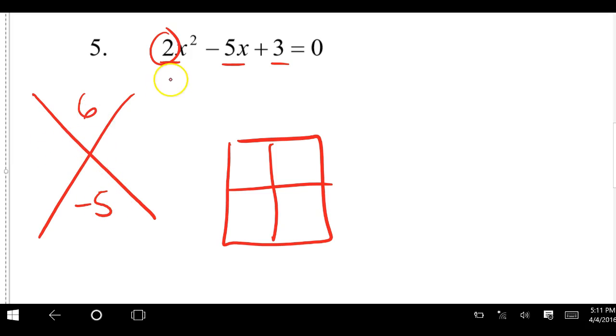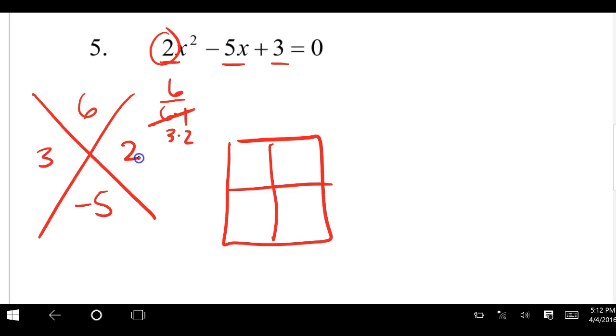Okay, well the numbers that multiply to 6 are 6 and 1, and 3 and 2. So can I make 5 with 6 and 1? Yeah, I could. To get negative 5, the 6 would have to be negative, because negative 6 plus 1 is negative 5. But then negative 6 times 1 is negative 6, not positive 6. So that wouldn't work. And if I made the 1 negative, 6 minus 1 is positive 5, not negative 5. Okay, so 6 and 1 doesn't work.